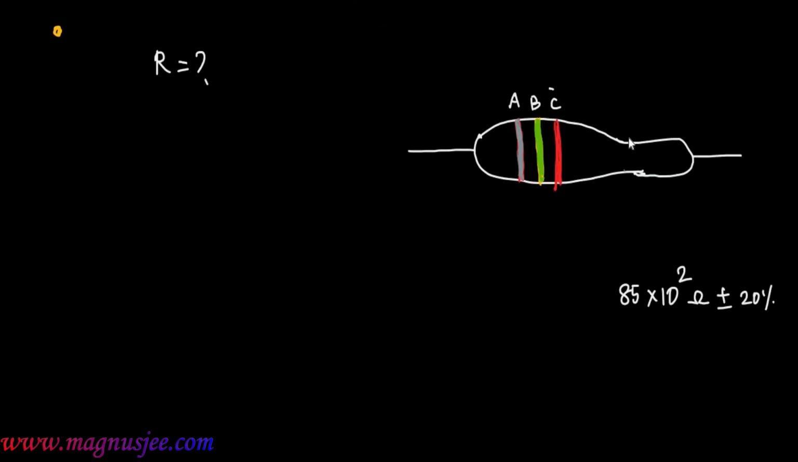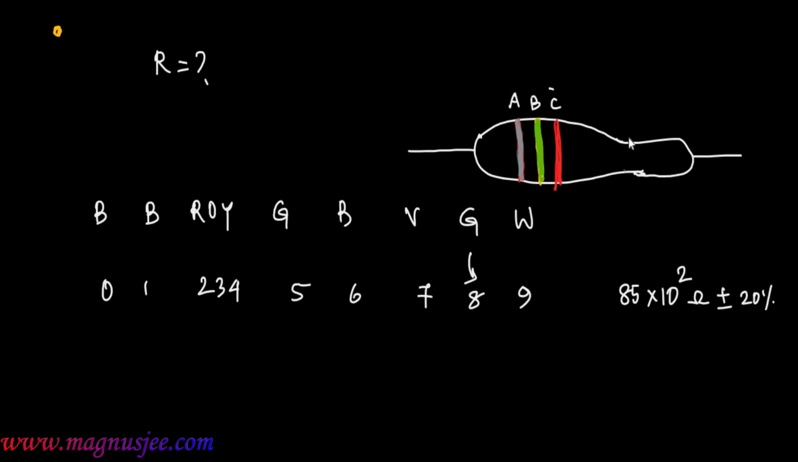For this carbon resistor, we can write down the code again: B B ROY of Great Britain has a Very Good Wife. Writing the first letter of that code, and different values of these letters are given, the value of resistance will be R, which is 85 into 10 to the power 2 ohm plus minus 20%.